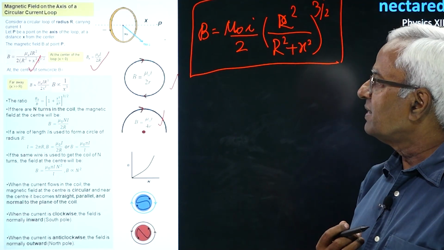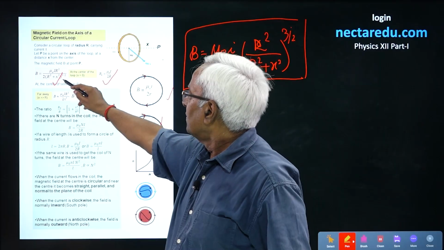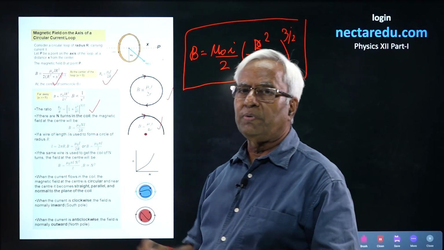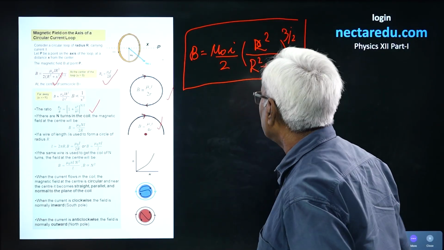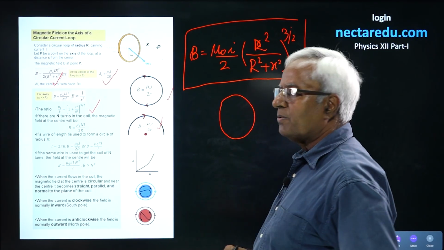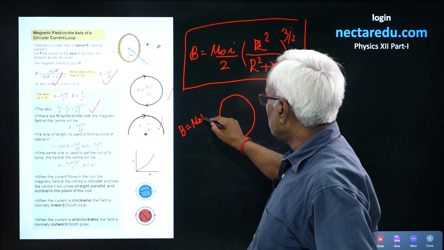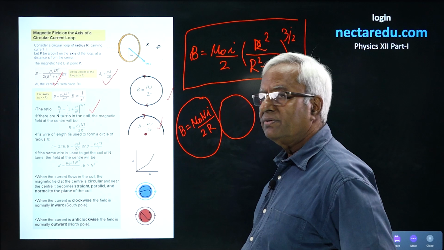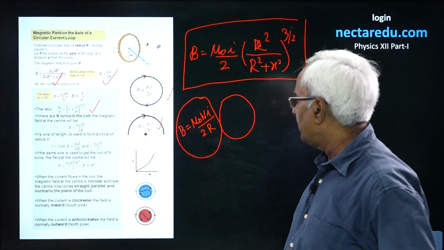But one very interesting comparison is here, the value at the center, this one, and the value at a distance x. If you want to find the ratio, it is going to be 1 plus x square upon r square to the power 3 by 2. Now, suppose instead of one turn in the coil, you are going to have n turns, then in that case the magnetic field is going to be mu naught n I upon 2r. This is the field at the center of the coil, but in that case the number of turns will be n.